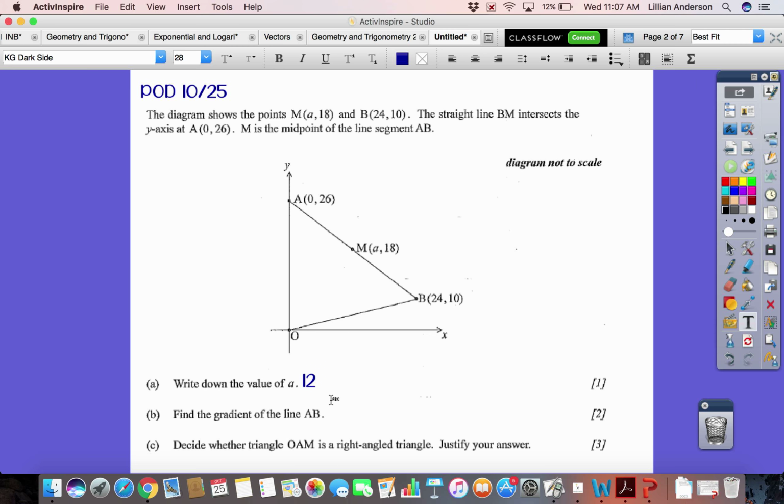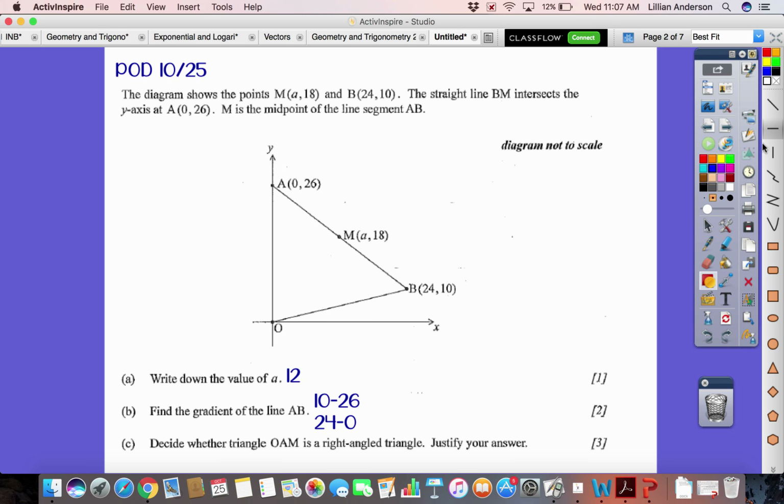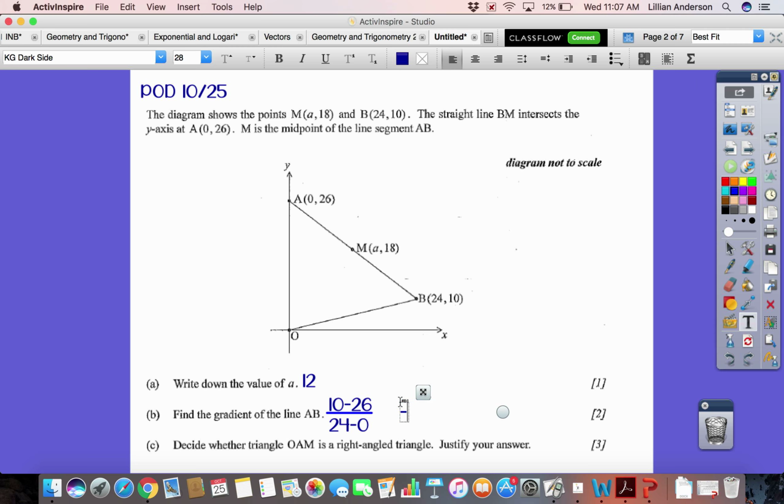Now for part B, I should find the gradient of line AB. Remember, gradient means slope. So that was pretty much using your slope formula, y2 minus y1 all over x2 minus x1. And you pretty much just work that out. And so 10 minus 26 is indeed negative 16, and 24 minus 0 is 24. And of course, you want to reduce those fractions. And so 16 and 24 both have an 8 in common. And so the slope of this would be negative 2 over 3. And that should have been your answer for part B.